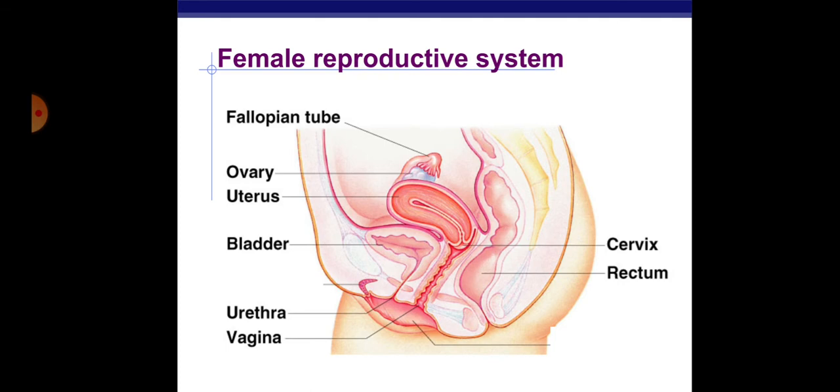Here, again, you can see the diagram in detail. You can see the fallopian tube and the fimbriae or finger-like projections of the fallopian tube near the ovary, which is bluish in color. Then you've got the uterus, which is folded. Then you can also see the urinary bladder, and then the urethra, the vagina, the cervix, and the rectum finally.